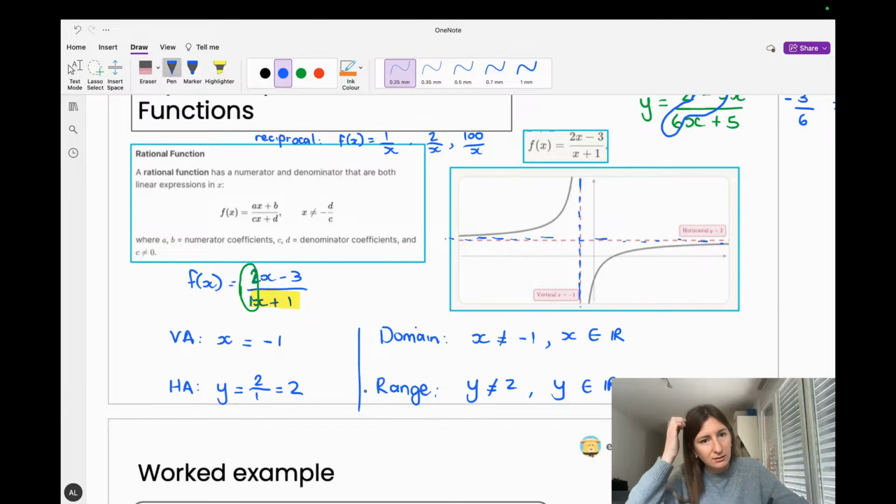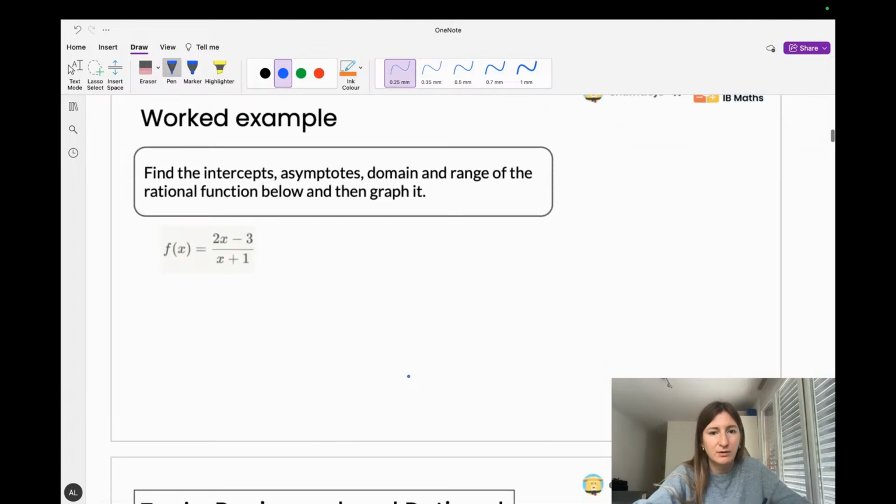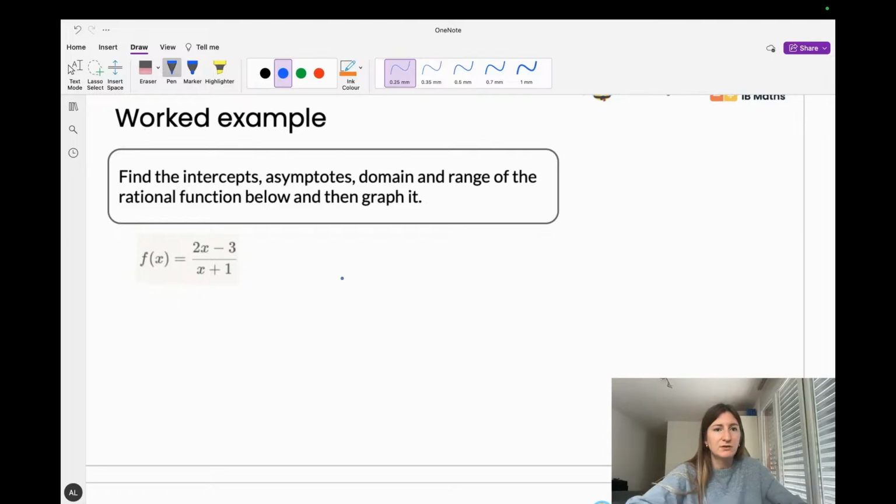All right, so there we go. Let's try a full example of this. We need to find the intercepts, the asymptotes, the domain and range of the function below, and then graph it. So it's a very common question, they'll ask you to do all of these and then finally graph it. It's actually a lovely, simple question that can often get you a lot of marks, so don't be scared of it. Remember that asymptotes and domain and range are very closely linked. So once you've found the asymptotes, you've actually found the domain and range.